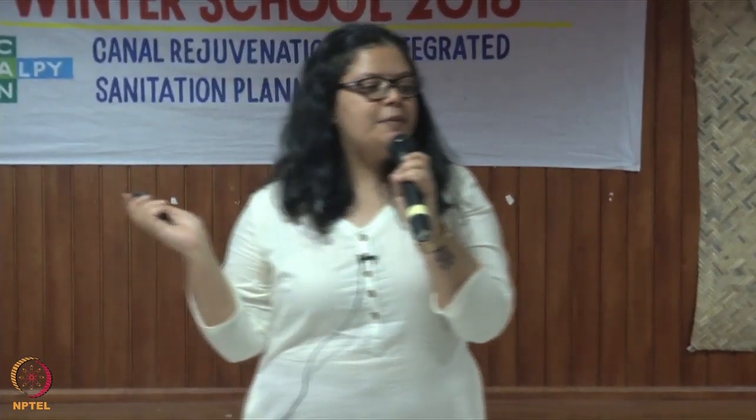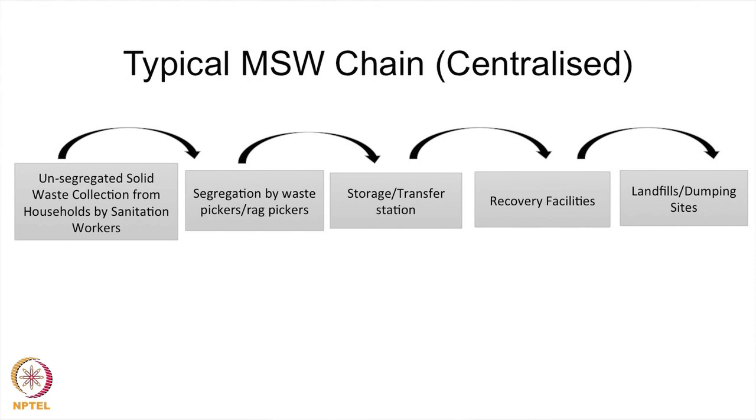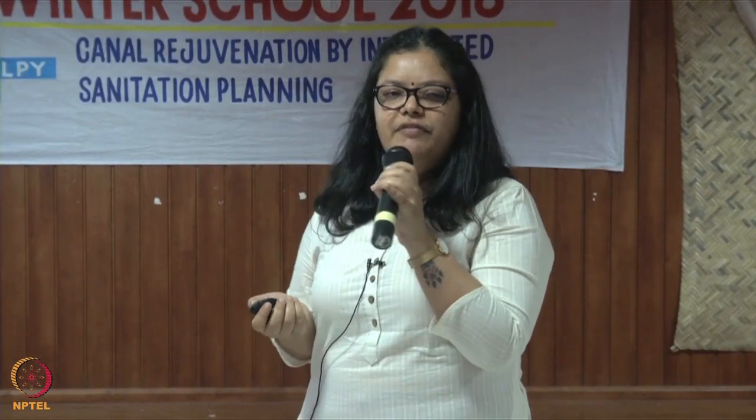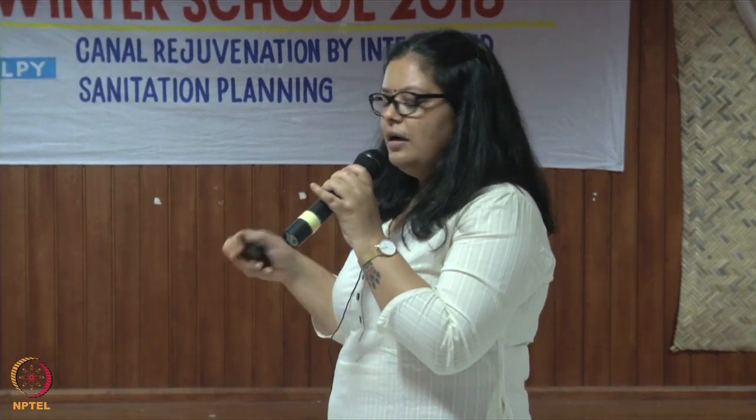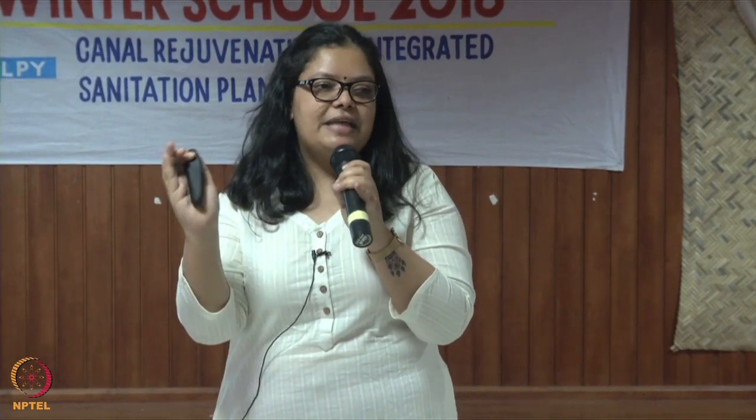This is a typical municipal solid waste management chain. As you can see, the first point is unsegregated solid waste collection. This is a very simple chain where the waste is not segregated at the source. It is a kind of centralized mechanism where the waste is not segregated at the household level. There is segregation by waste pickers or rag pickers, and there will be some storage, a big storage or transfer station. Then some recovery happens, mostly by the informal sector or maybe some waste entrepreneurs. And ultimately most of the waste goes to landfills like the Bhalswa landfill site in Delhi.